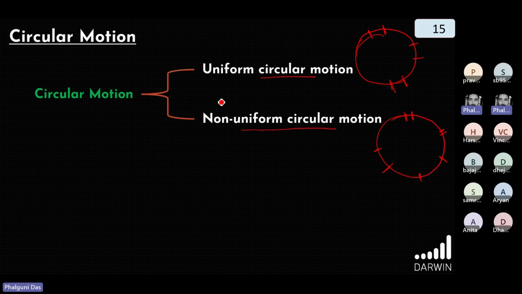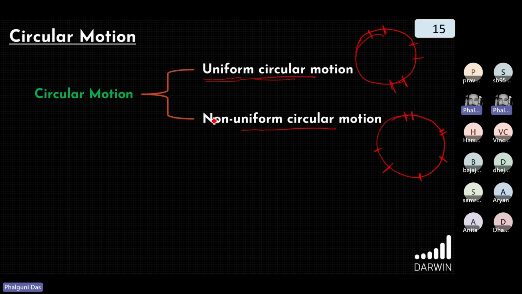So can you tell me some household examples of uniform circular motion and non-uniform circular motion? First, start with uniform circular motion. What have you seen around you that falls under uniform circular motion? Okay, fan, clock, good. The analog clock. Okay, so these two. If I were you, I would have given the same answer.